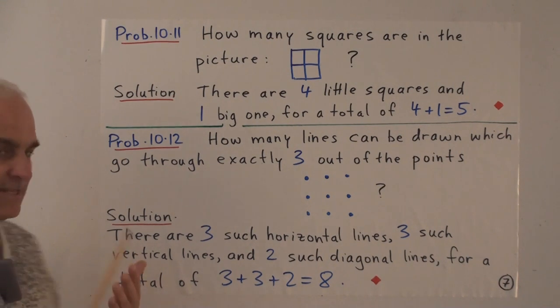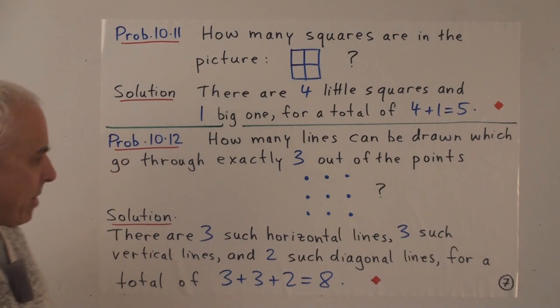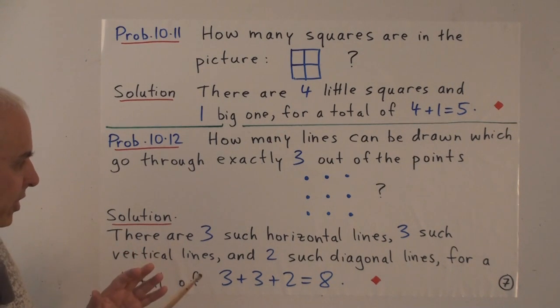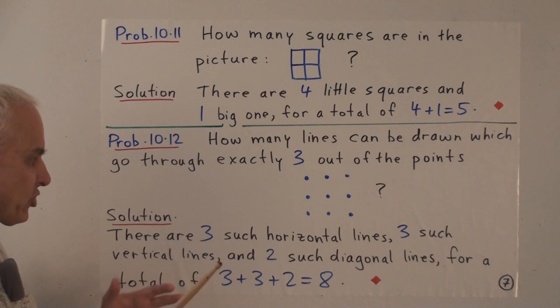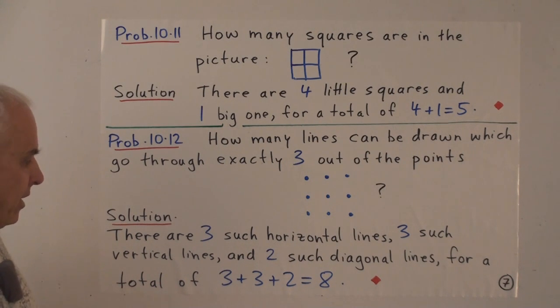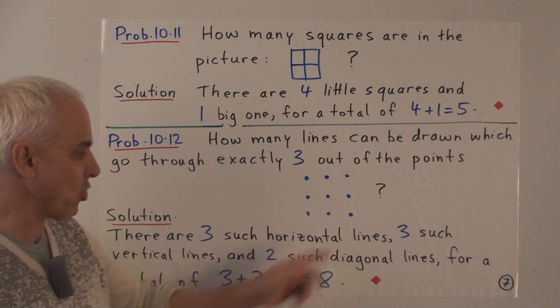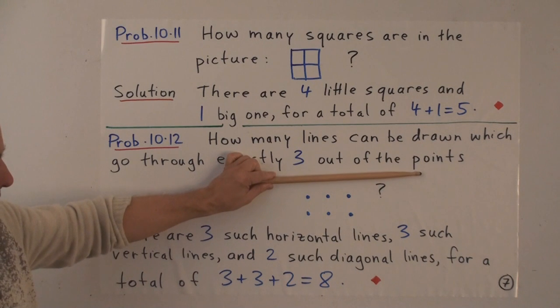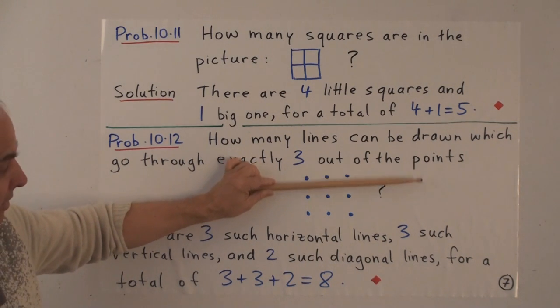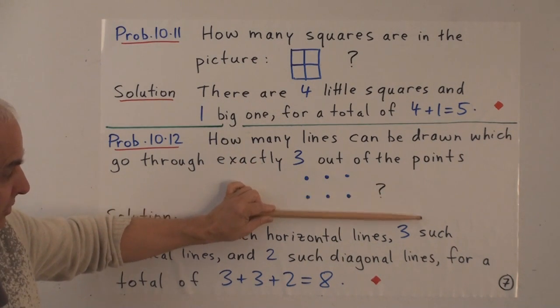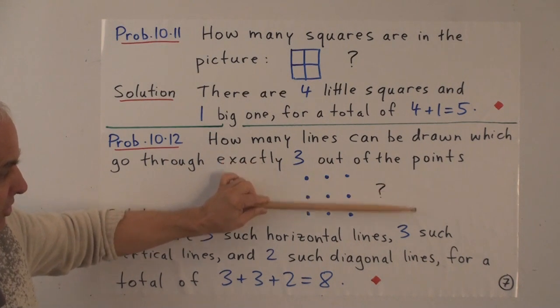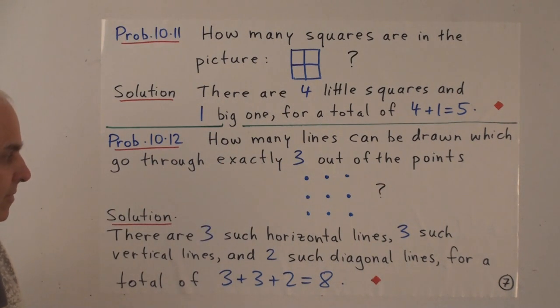I want to think about it systematically. So I'm going to try to group the lines into natural families. So I'm going to say, first of all, there are 3 such horizontal lines. There's one horizontal line that goes through 3. There's another horizontal line that goes through 3. There's another one. So there are 3 horizontal lines that do the trick.